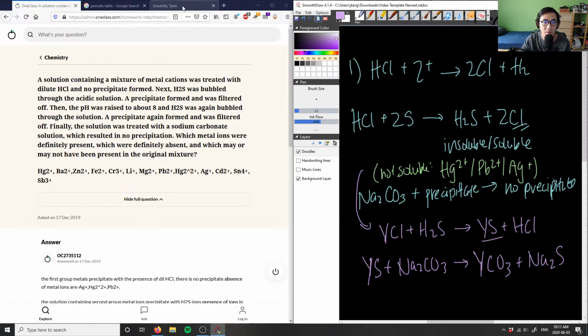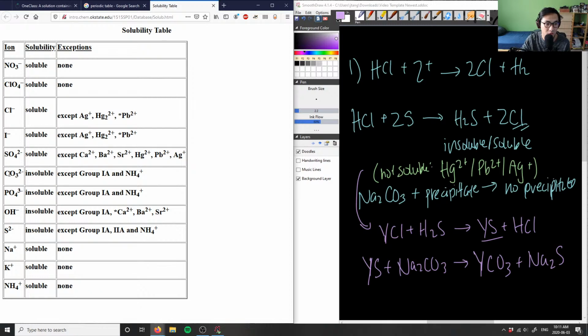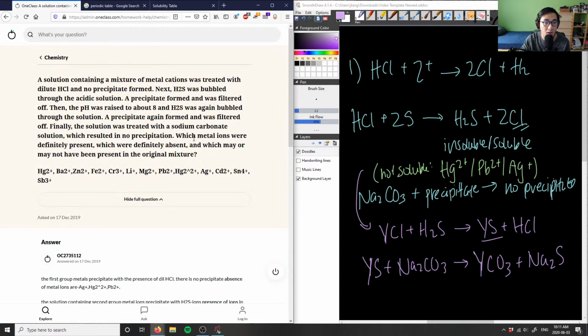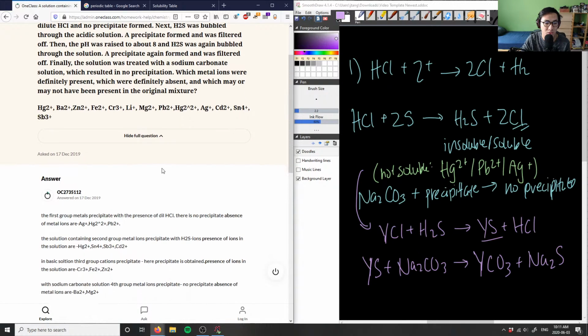And we know Y here. If you look at our solubility chart, we have our carbonate here, right? So it says insoluble except group 1A and NH4+. And it says here it results in no precipitation, so it's actually going to be part of the solution. So what I'm going to do here is check the answer first.